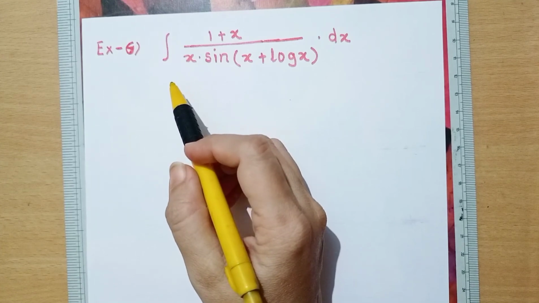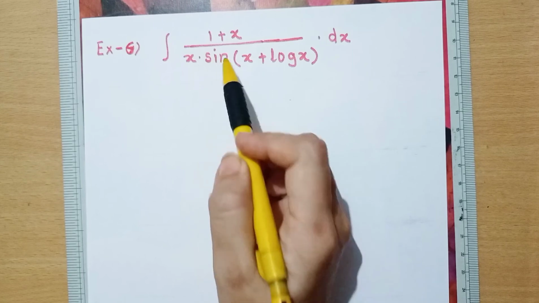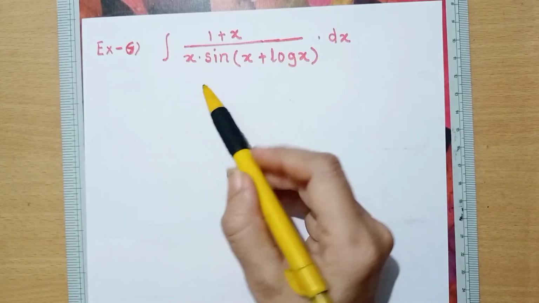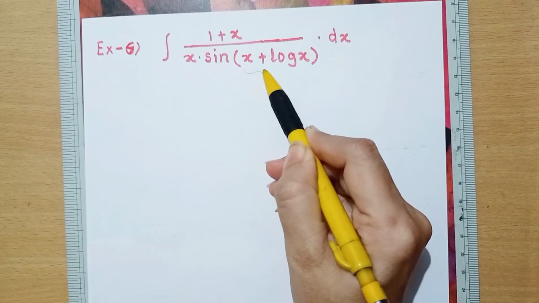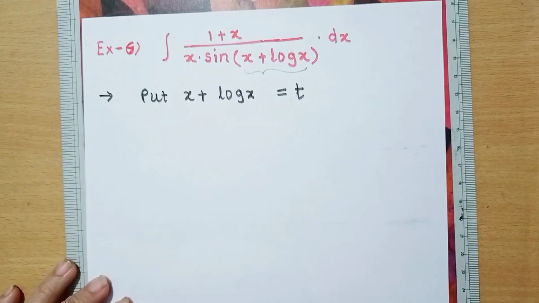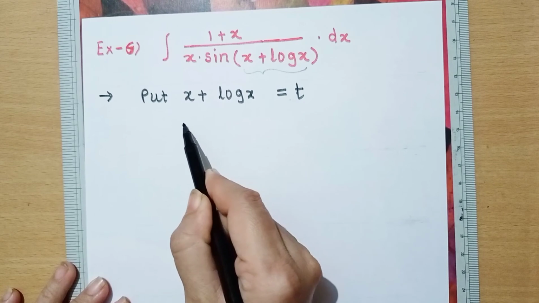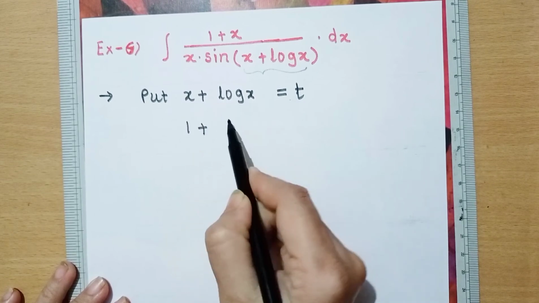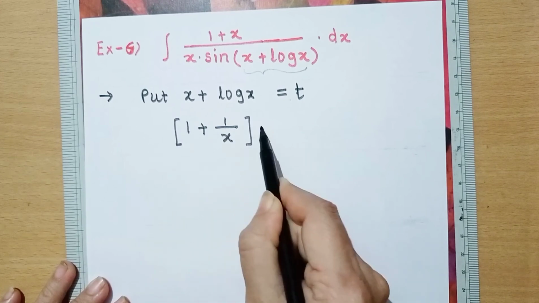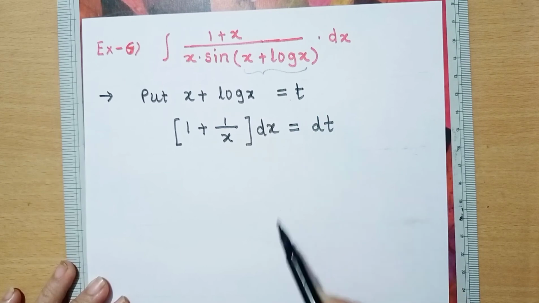This is our next example. Integration of 1 plus x upon x into sine of x plus log x into dx. And again here we will substitute x plus log of x equal to t. Now differentiating this, the derivative of x is 1, the derivative of log x is 1 upon x, then we will write here dx, and that is equal to dt.